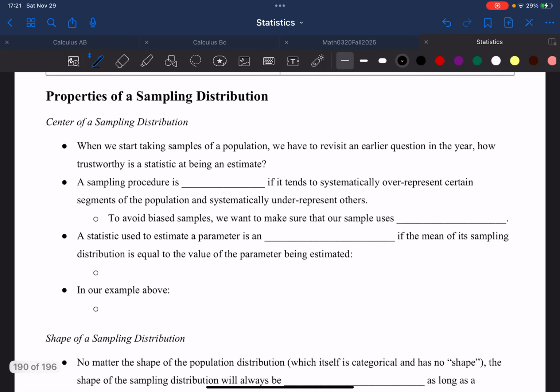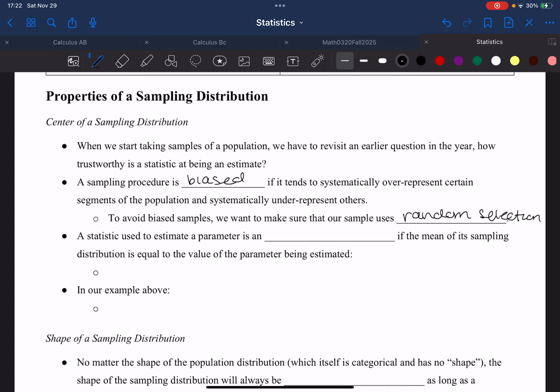So, properties of a sampling distribution. First, let's talk about the center. When we start taking samples of a population, we have to revisit an earlier question in the year: how trustworthy is a statistic at being an estimate? A sampling procedure is biased if it tends to systematically overrepresent or underrepresent certain segments of the population. To avoid biased samples, we make sure that our samples use random selection.